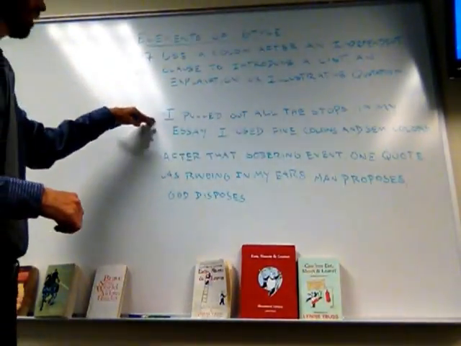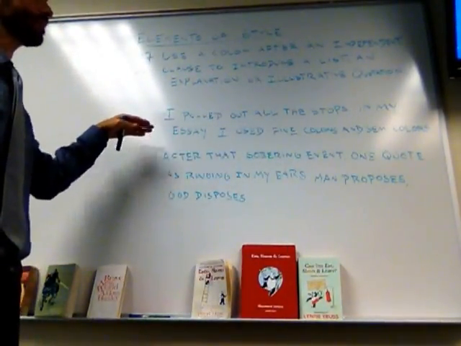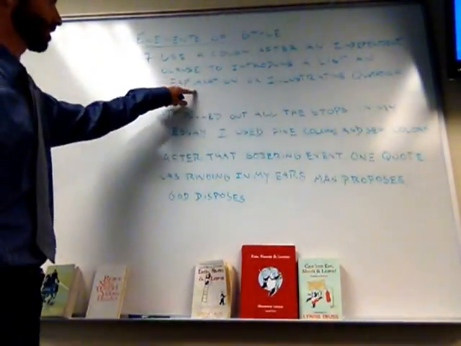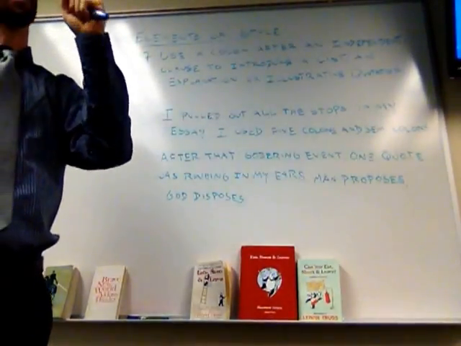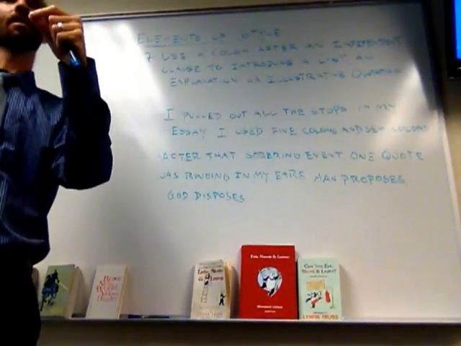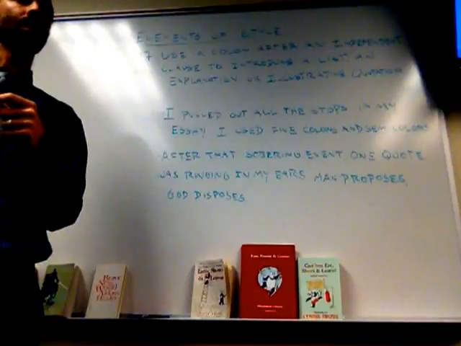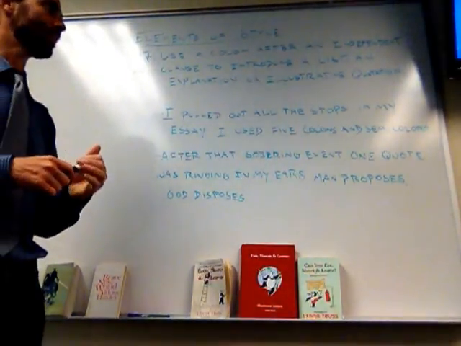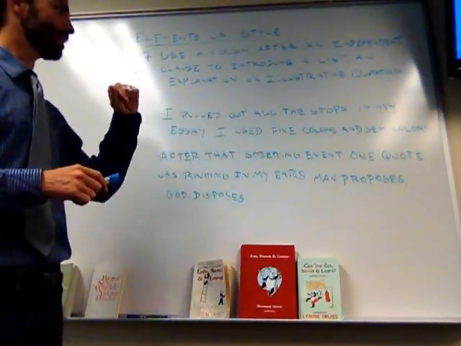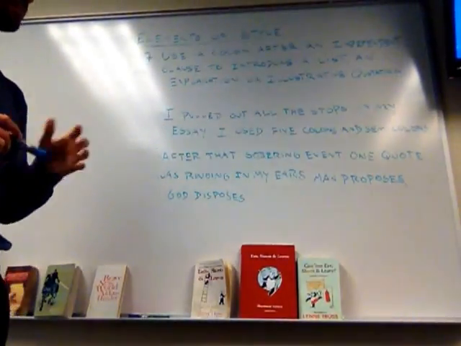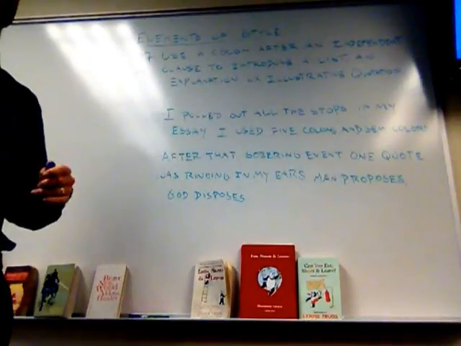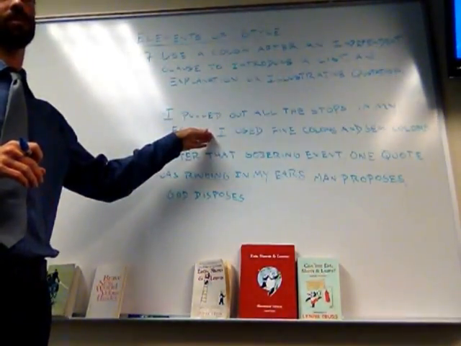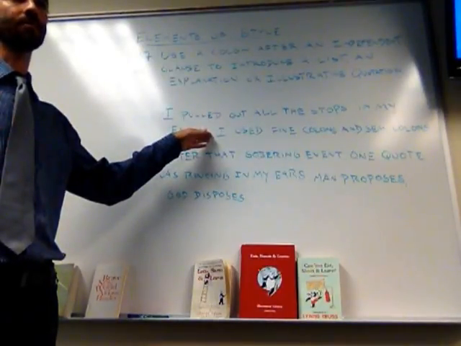So what I have up here are 2 different quotations which sort of exemplify these last 2. A colon can announce an explanation. You make a statement and then you explain that statement, and the colon goes in between those 2 statements. If I read this sentence, I pulled out all the stops in my essay. I used 5 colons and 5 semicolons. We need to use a colon somewhere in there. You could just put a period between these 2 sentences, and that'd be all right.